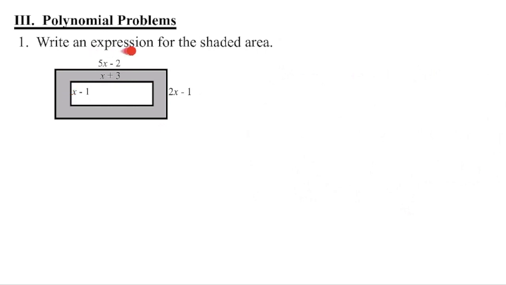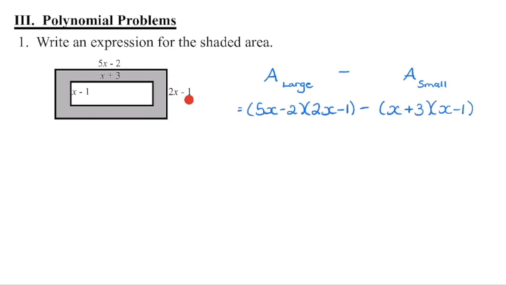We have to write an expression to represent the shaded area. So if you take a look at this, we can see that if we were to find the area of this large rectangle here, and then we remove the area of that smaller rectangle, that will leave us with the area of just the shaded region. We know that we can find the area of a rectangle by multiplying the length by the width. So our length is 5x minus 2 times our width of 2x minus 1. And then our smaller rectangle has a length of x plus 3 and a width of x minus 1.